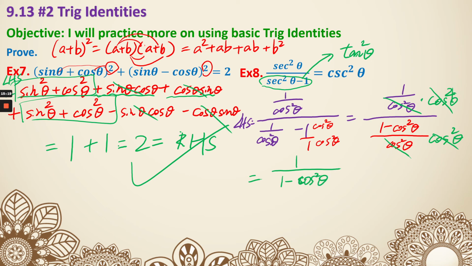And what is 1 minus cosine theta squared? That happens to be sine squared. So the next step, I have 1 over sine squared. Then the question is, what is 1 over sine? It happens to be cosecant. And that is the right-hand side. That's number 8.